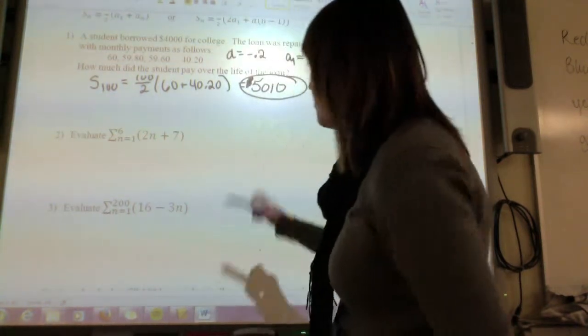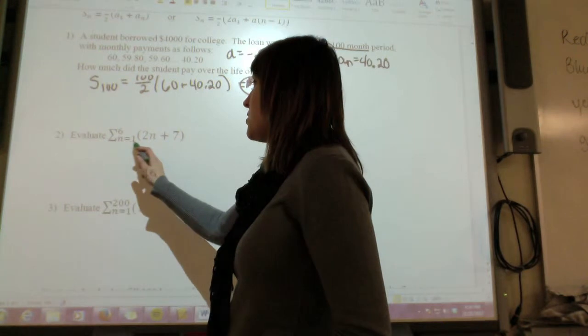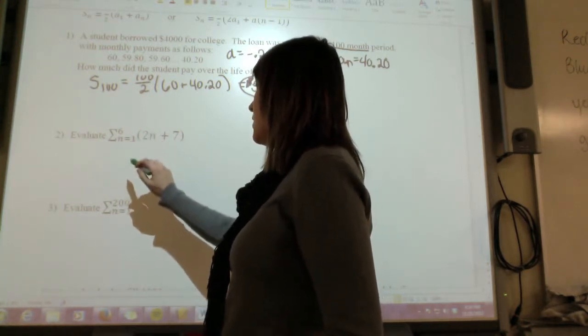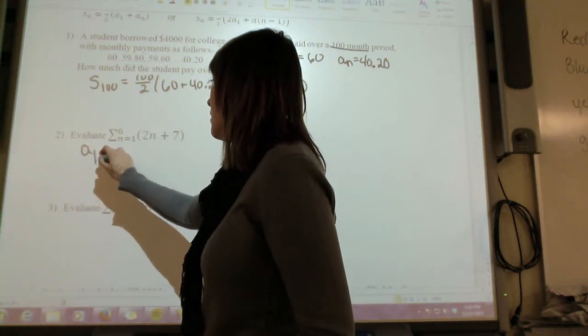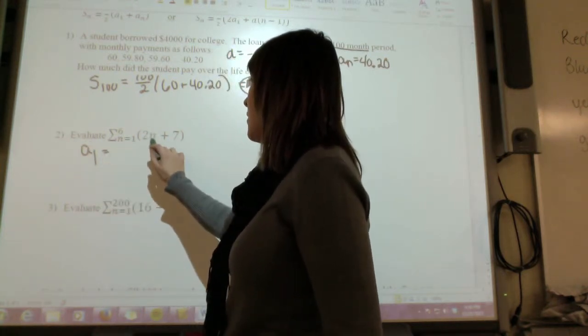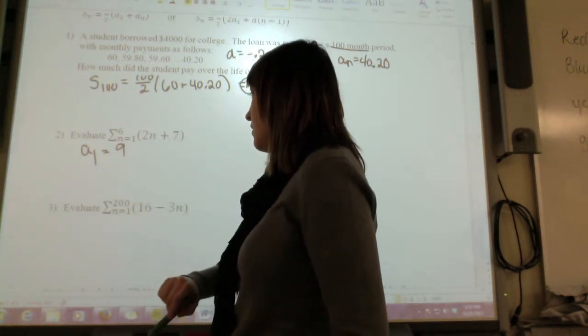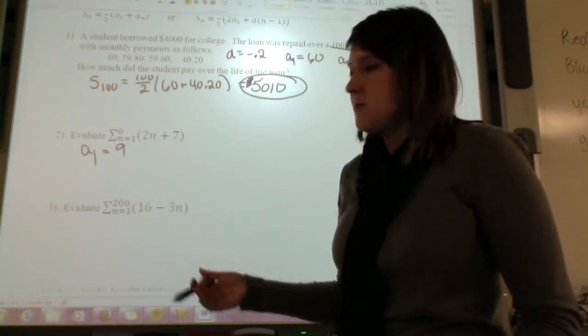So for this first one here, if I think about my first term, the first term is when I plug in a 1 for n. So if I plug in a 1 here, my first term, I have 2 times 1, which is 2, plus 7, that would give me 9. Okay?